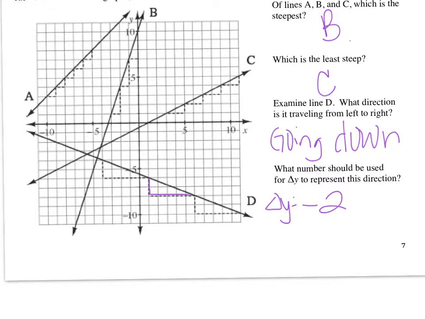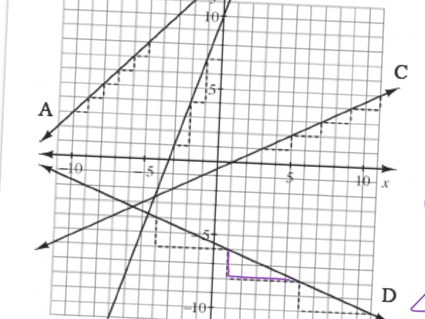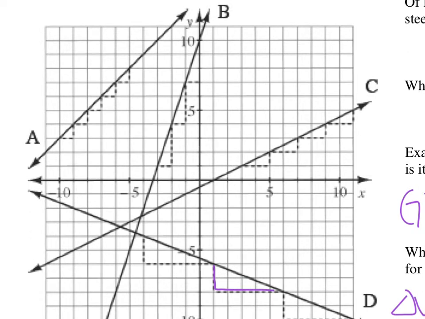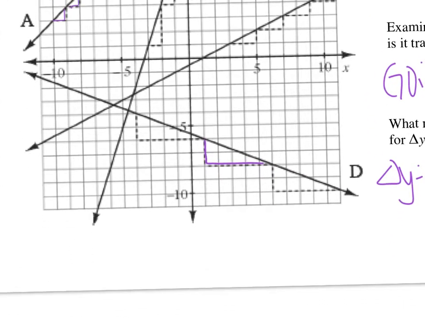Because my page is cut off, I'm just going to continue writing on this page. So we want to label the sides of the slope triangle in each line, and then we want to find the slope of each line. So starting with line A, I'm just going to zoom in a little bit. We are going over 1, up 1. So our slope for line A, which I'll write down here, is 1 over 1, which is 1.